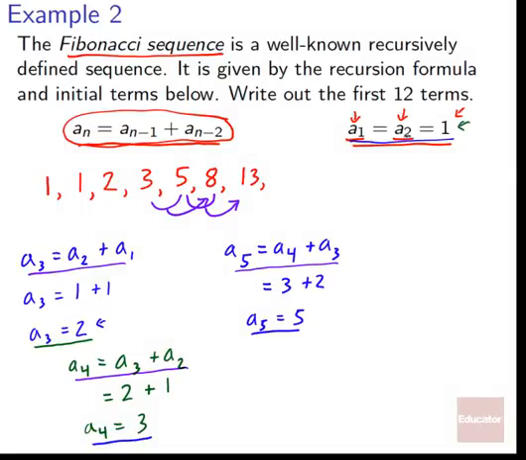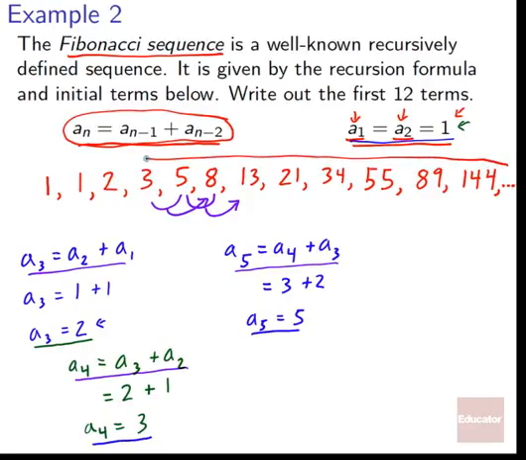So at this point, we just add things together. 8 plus 13, 21. 21 plus 13, 34. 21 plus 34, 55. 34 plus 55, 89. 55 plus 89, 144. And it will continue on in this manner. And there we are. There's the Fibonacci sequence. There are the first 12 terms of the Fibonacci sequence.